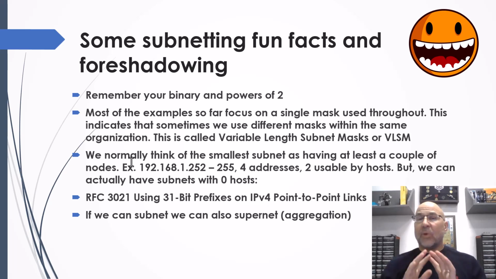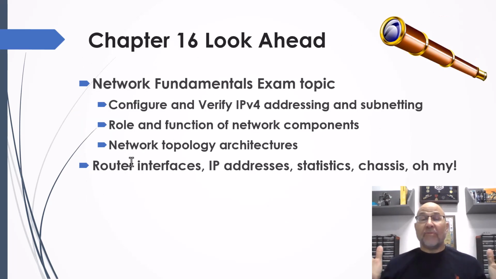There's a whole bunch of stuff that we do with masks when we get a little more advanced and we get really good at this stuff. In chapter 16, remember we're starting part 5 now. It's very exciting. So the network fundamentals will be IPv4 addressing and subnetting, but we're going to look at routers, right? We're going to take a look at some chassis, the interfaces, learn our way around them, just like we did with switches, do some statistics and see how things work. So I'm fairly jazzed about looking at routers and moving up to layer 3.